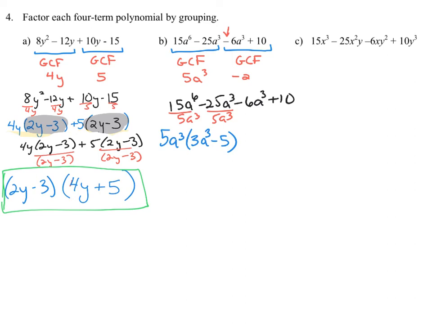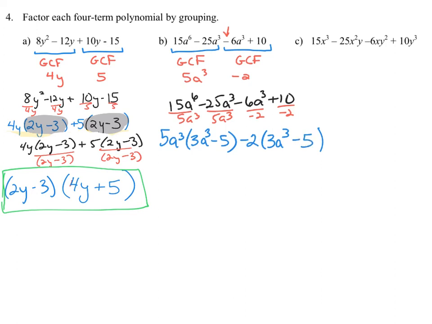Now in the second grouping, we're going to be factoring out a minus 2 there. And we will get, when we take the third term of negative 6a squared and divide it by a negative 2, the negative 6 divided by negative 2 is going to be a positive 3a to the 3rd. And then we're dividing out the last term by negative 2. 10 divided by negative 2 is a negative 5.